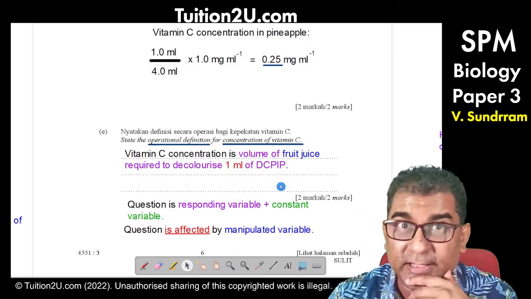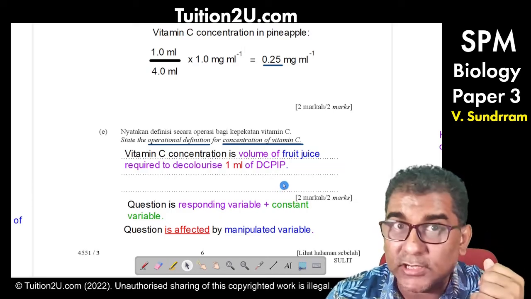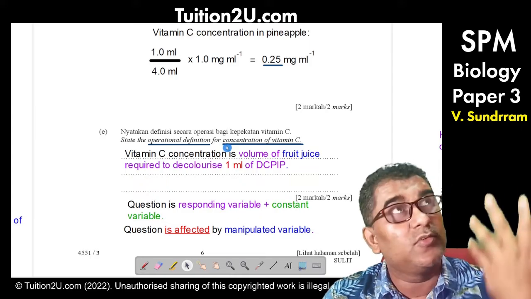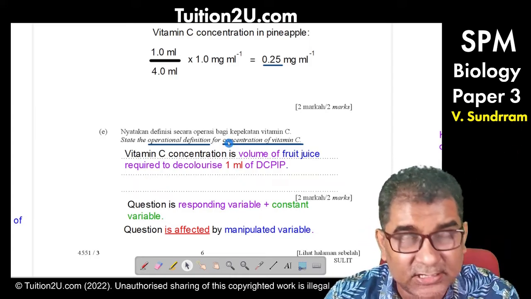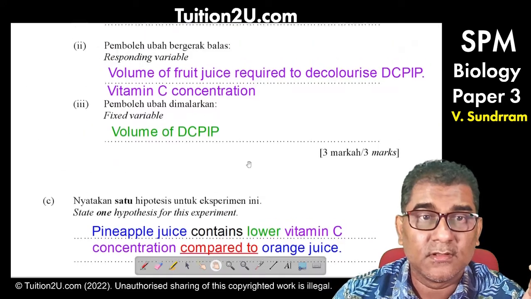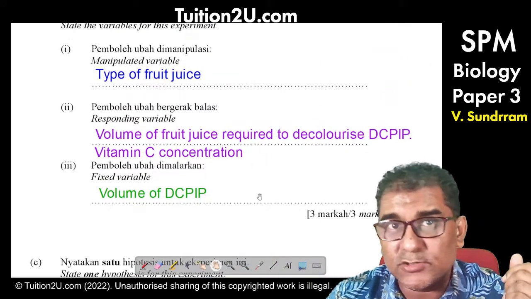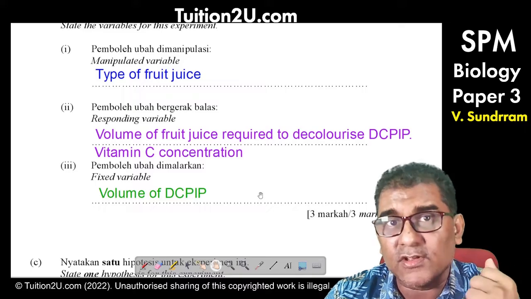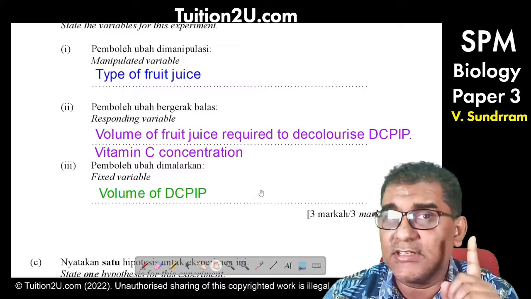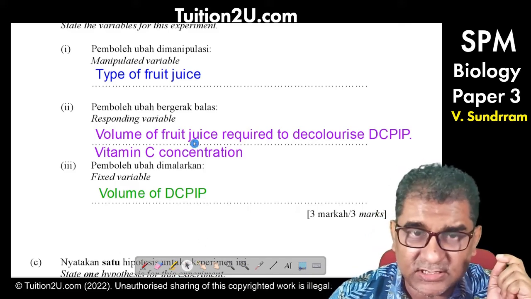Every variable is there. Also take note, when we write operational definition, we don't have to look up at the ceiling to get the answer. It's in the question. The answer is already here. These are the 3 variables you identified earlier. Make sure you have all of this in the answer. That is operational definition.